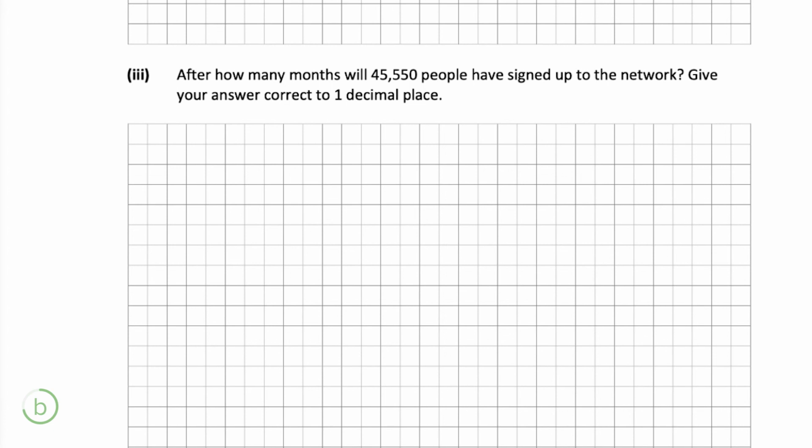And then part 3 says, after how many months will 45,550 people have signed up to the network? Give your answer correct to 1 decimal place. So in this case, we know that N(t) = 45,550. A = 8,500. B is equal to 0.2434, and we don't know what t is. Okay, so subbing our values in, and now we simply have to rearrange.